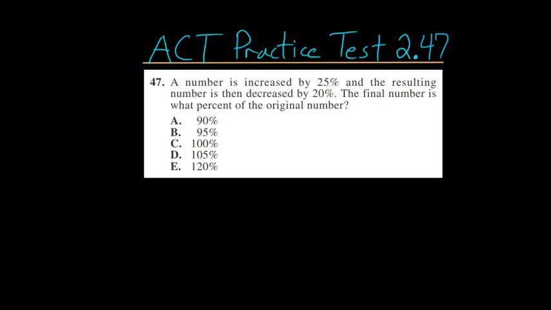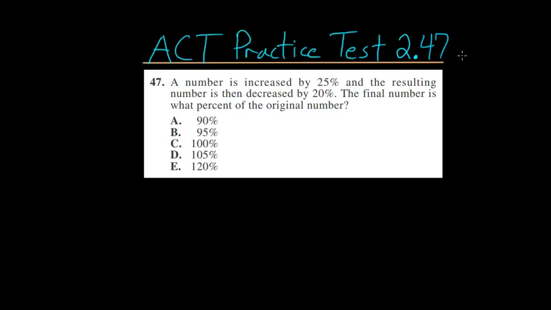For the 47th problem on the second ACT practice test, a number is increased by 25% and the resulting number is then decreased by 20%. The final number is what percent of the original number?